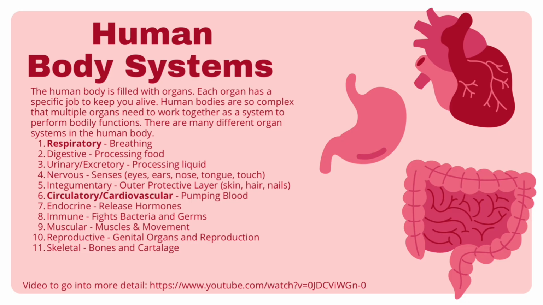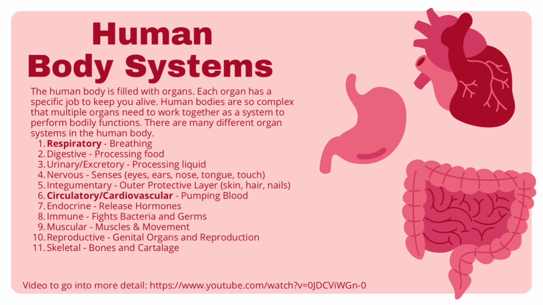So here is a list of the human body systems. The human body is filled with organs. Each organ has a specific job to keep you alive. And human bodies are so complex that multiple organs will work together as a system to perform bodily functions. There are many different organ systems in the human body.